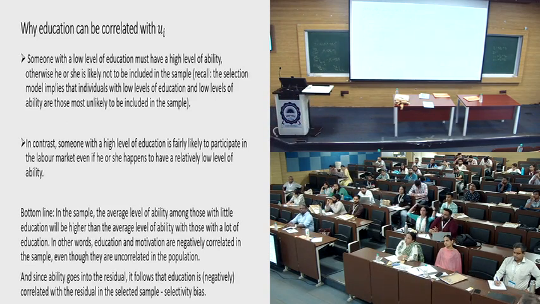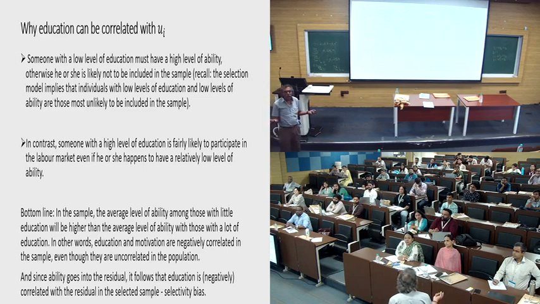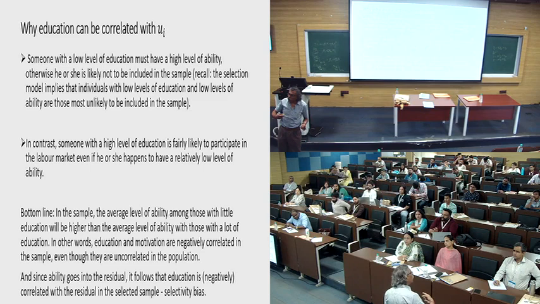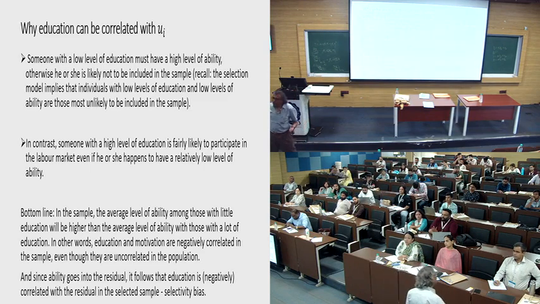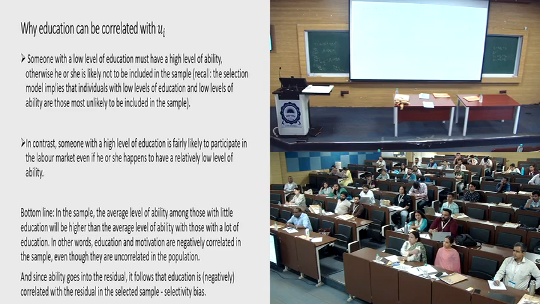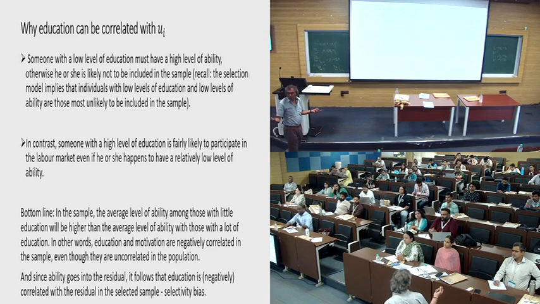Why? I can think of two people. One with a low level of education must then have a very high ability. Why? Because he or she otherwise cannot be included in the sample, because he is getting some wage. Clear? So low level of education, very high level of ability, hence you observe those guys getting some wage, which depends on education. Realistic example. In contrast, someone with a high level of education is fairly likely to participate in the labor market, even if he or she has a low level of ability, because education matters in some way.